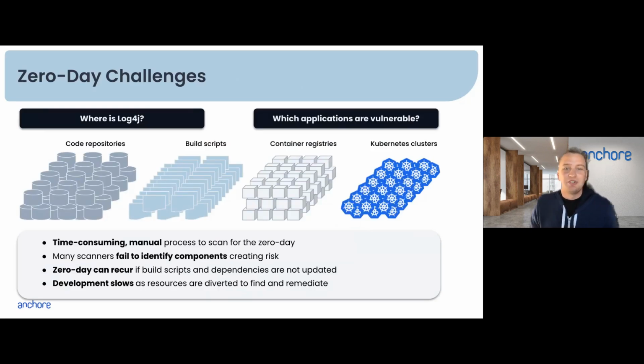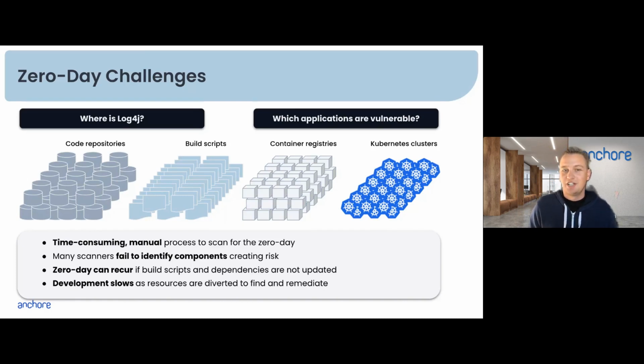0-day challenges. We covered the software supply chain, how that works at a very simplistic, high-level view, but now we'll talk about 0-day challenges. We'll use Log4j in this example. In the middle part of the screen, you see code repos, build scripts, container registries, Kubernetes clusters. This is just to represent the cloud native aspect, where we see a lot of customers deploying and running applications today. So two big questions, right?